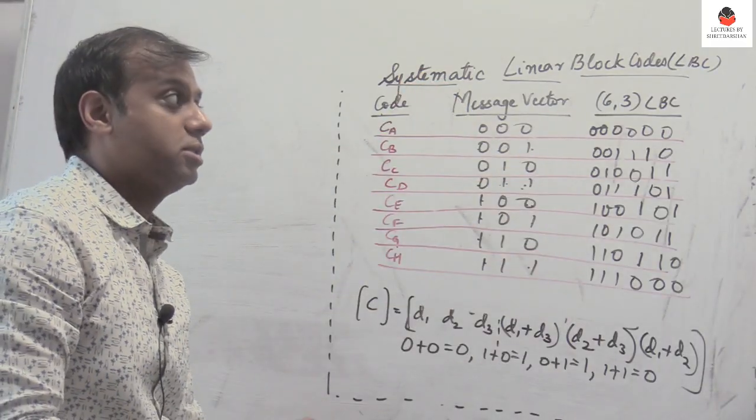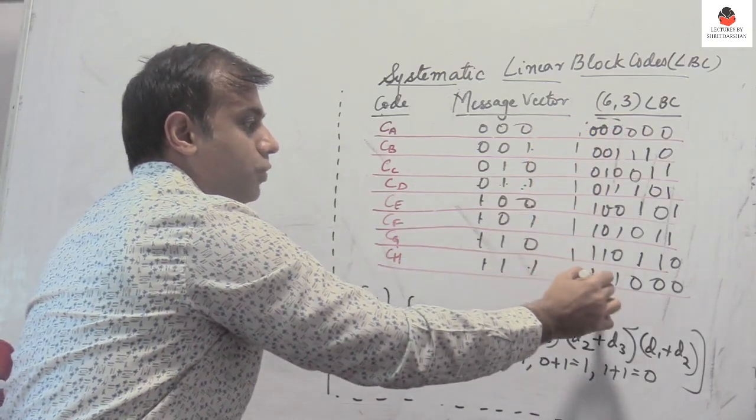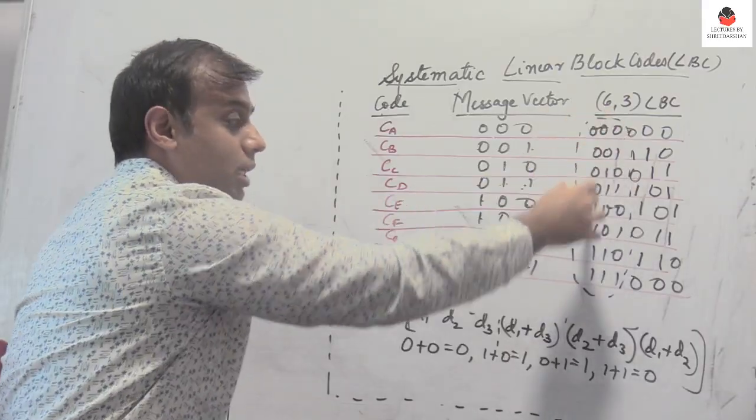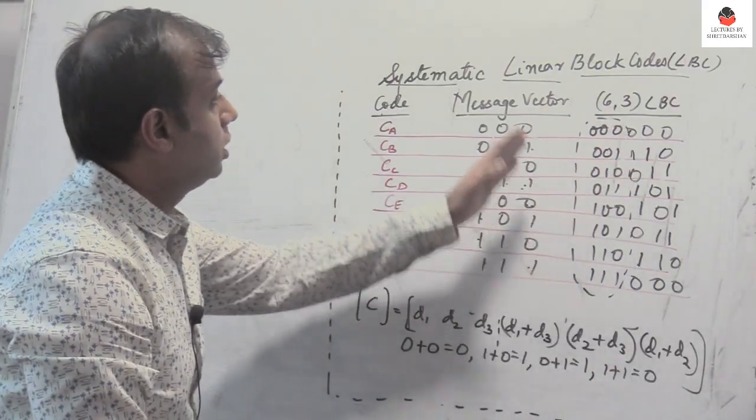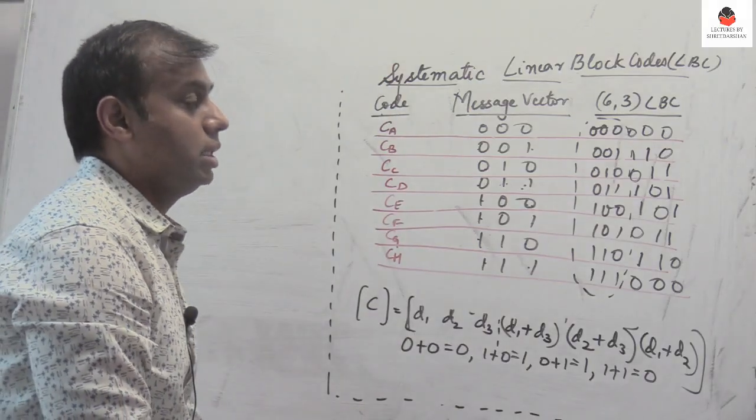Now again, why is it a systematic linear block code? Observe that the first 3 bits of all the 8 code words correspond to the message vector itself. Hence the name systematic linear block code.